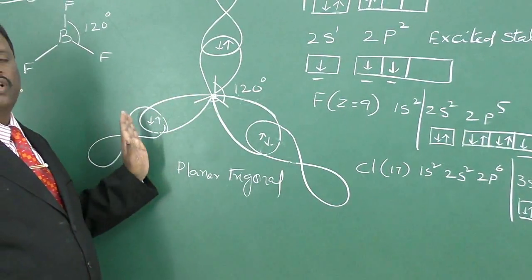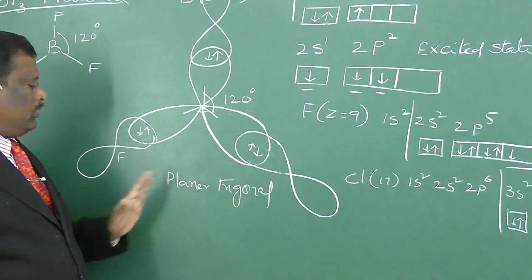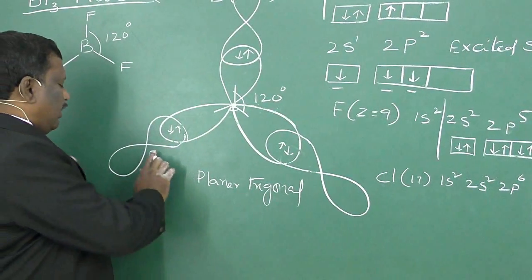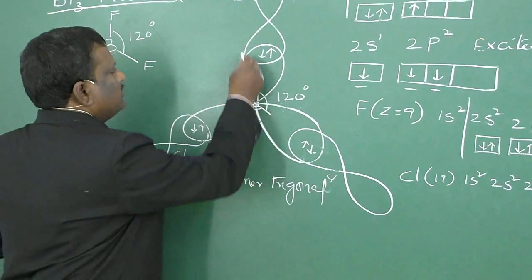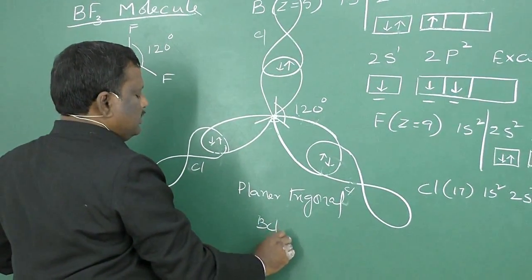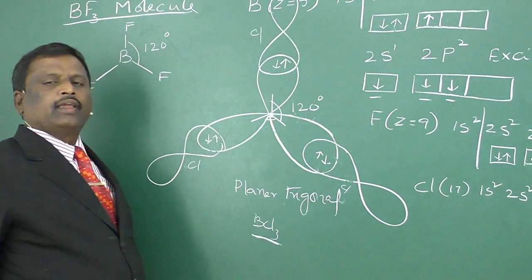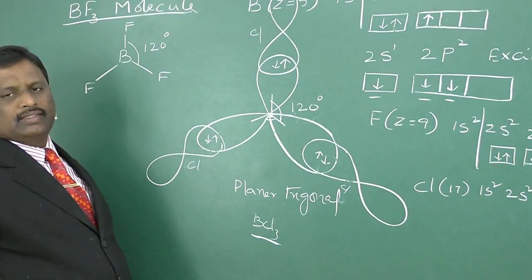These are the formations of BF3 and BCl3. In a similar way, instead of fluorine, here you will have chlorine. This is also chlorine and this is also chlorine. Then it becomes the structure of BCl3. Both are in planar trigonal shape with an angle of 120 degrees.